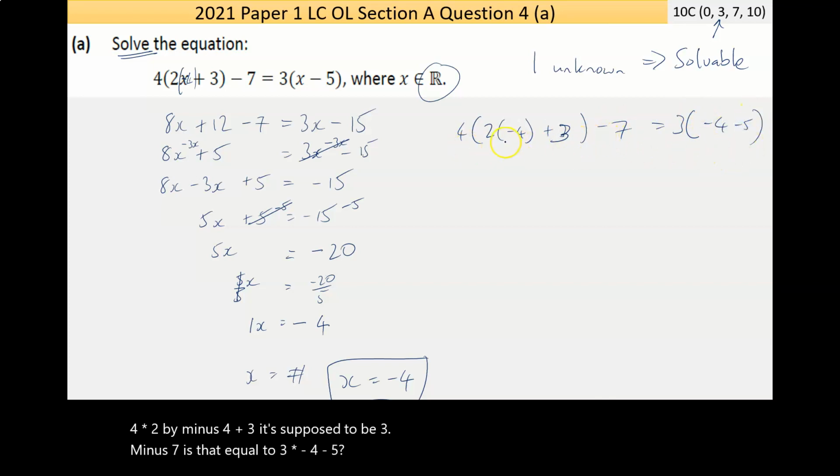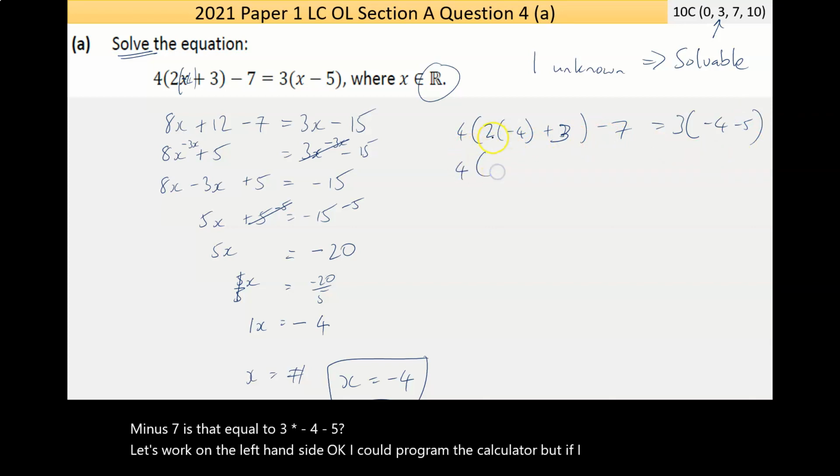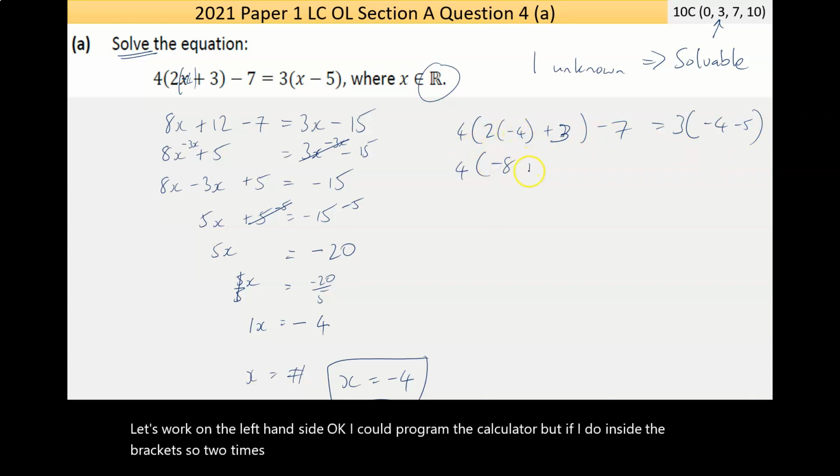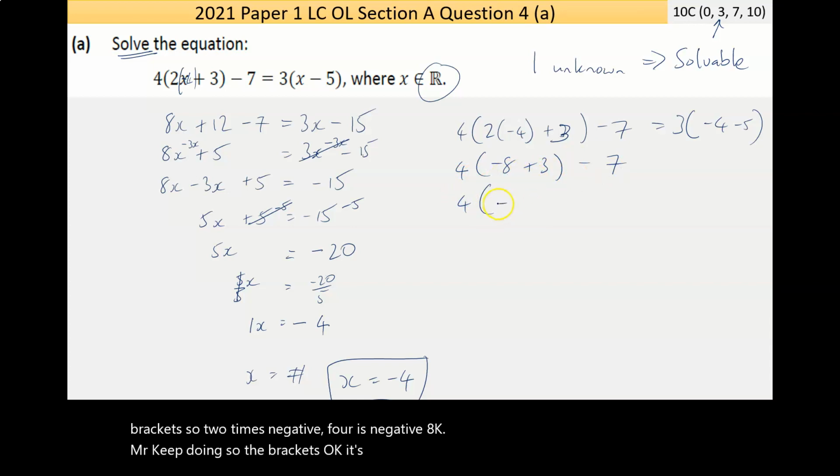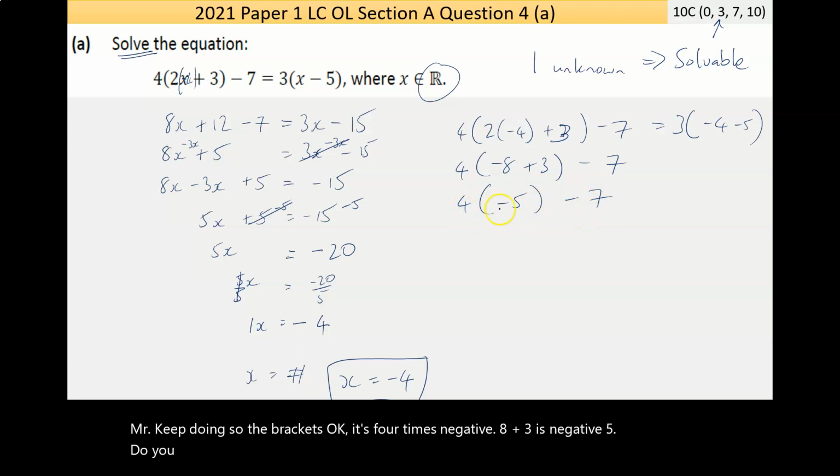Now let's work on the left-hand side. I could program that in the calculator, but if I do inside the brackets, so 2 times negative 4 is negative 8. Let's keep doing inside the brackets. It's 4 times negative 8 plus 3 is negative 5. Do your multiplication next. Plus by minus is minus. 4 5s is a 20. Take away the 7. Finally, do the addition subtraction.